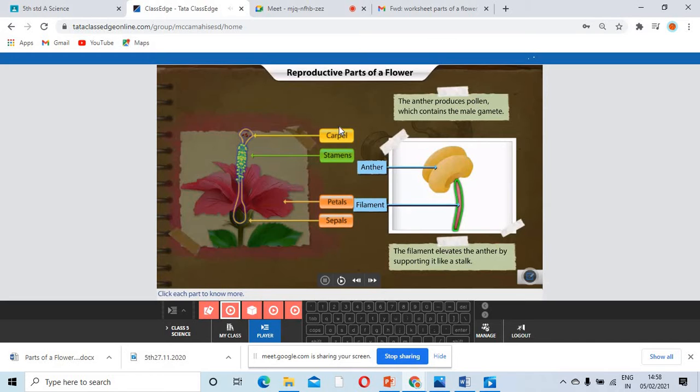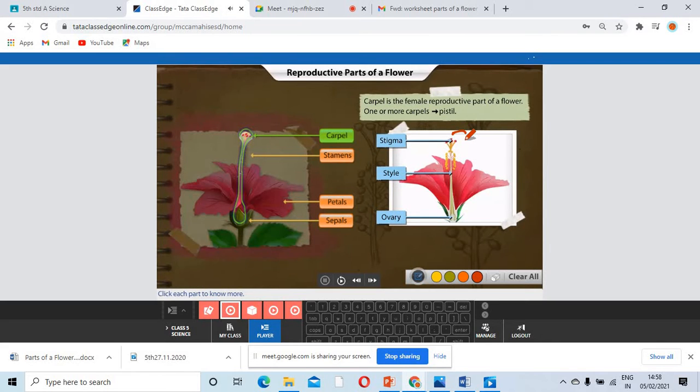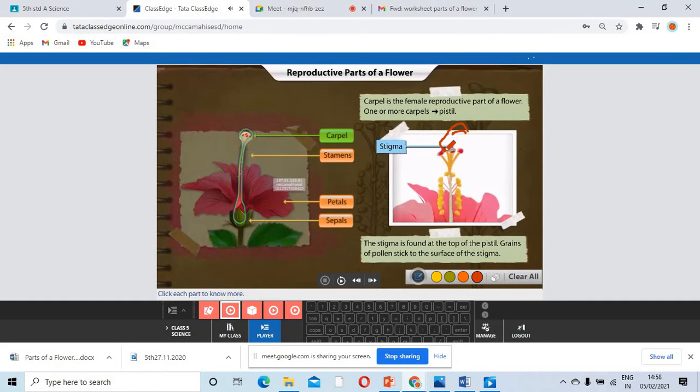Okay. Next we'll go to the carpel. That's the female part. Carpel is the female reproductive part of the flower. Each carpel is made up of stigma, style and ovary. A flower may have one or more carpels, together known as the pistil. As I told you earlier, the stigma is found at the top of the pistil. Grains of pollen stick to the surface of the stigma.